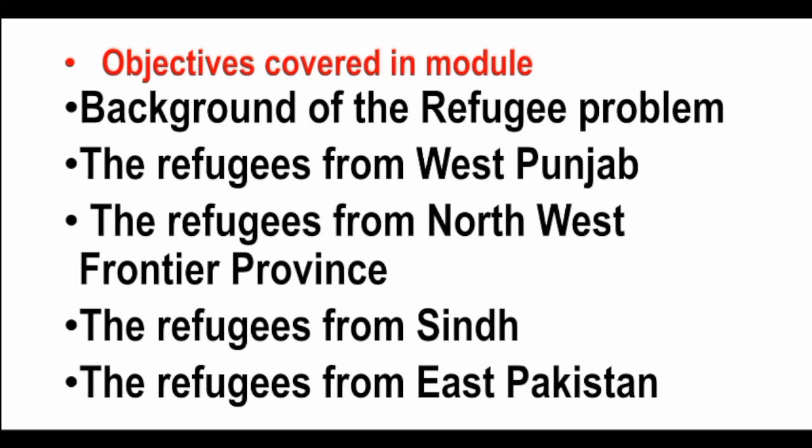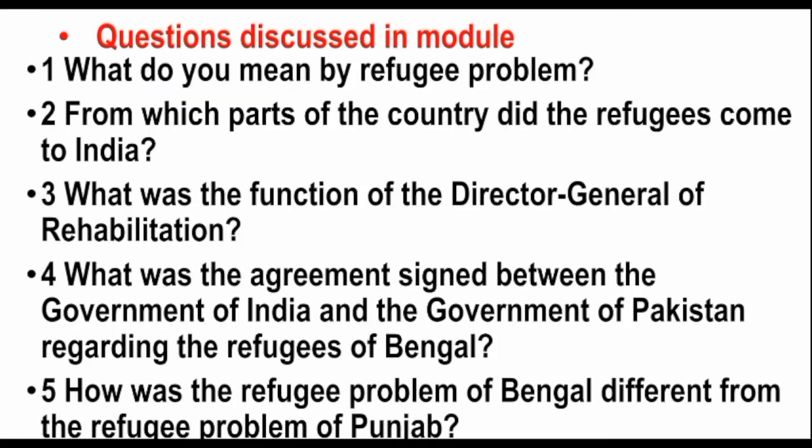And finally, we have discussed the people who suffered the most, the Hindu refugees from East Pakistan. The number of Hindus coming from East Pakistan to West Bengal was 3 times more as compared to the Muslims who were leaving West Bengal and going to East Pakistan. So it put more pressure on the economy of West Bengal and the Indian government. These are the questions we have discussed in this module.